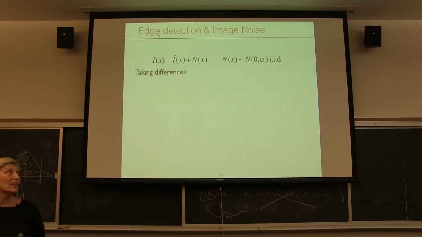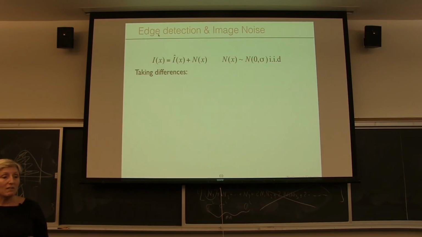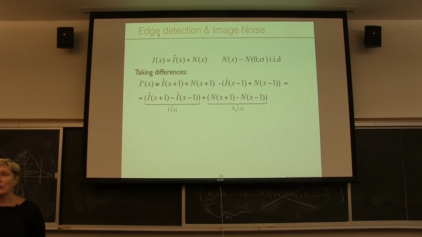But let's first check what I was saying, that taking differences actually increases your variance. So we're going to do exactly the same thing as we did before for averaging, right? So I have my additive noise model. I am assuming now that my noise is zero mean with standard deviation sigma, and it's uncorrelated. Here I'm saying it's Gaussian, but really Gaussian doesn't matter as long as it is uncorrelated, zero mean, with the same standard deviation sigma. And now let's take differences.